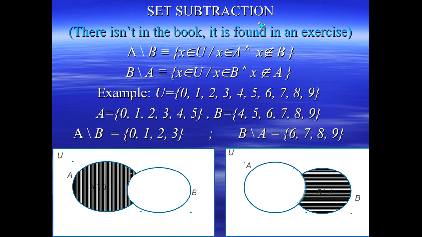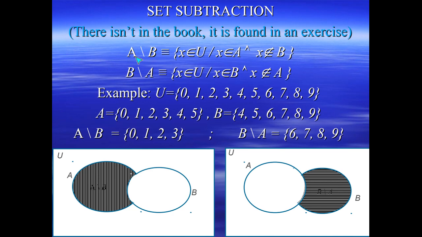Then we have set subtraction. In fact, we can also subtract sets from each other. This one isn't in the book. It is found in an exercise, but I think it's important, so I explain it as well in my presentation. So you should also learn it from the presentation. A minus B, like numbers. In some books the usual minus sign is used as well, but in most mathematics books you find this backslash instead of the usual minus sign.